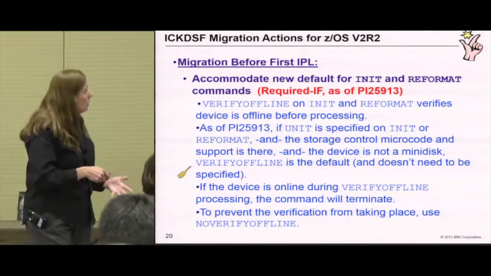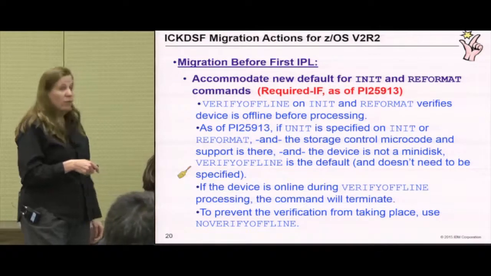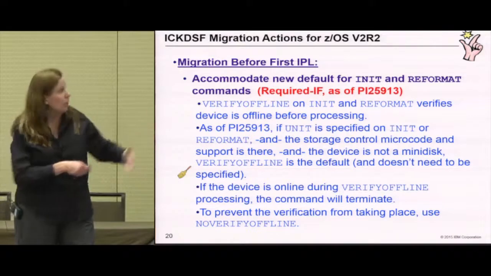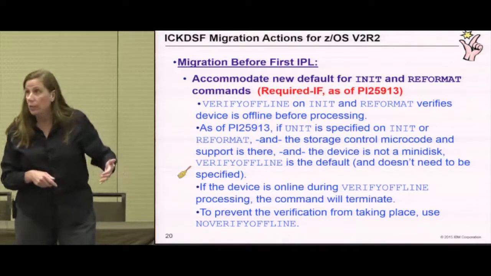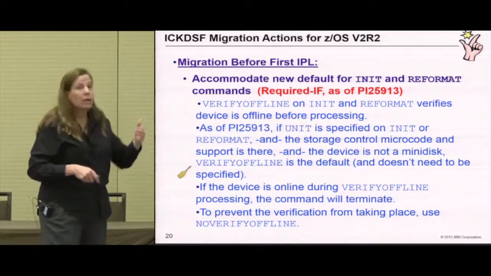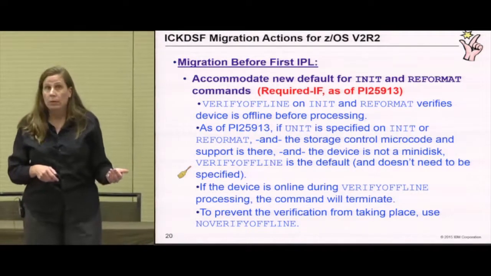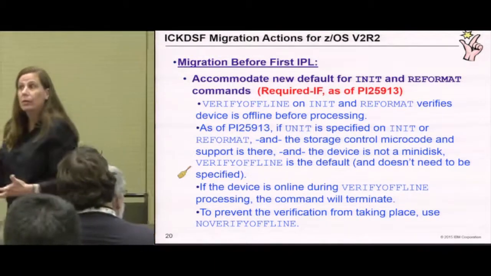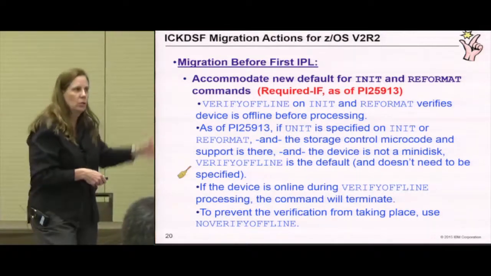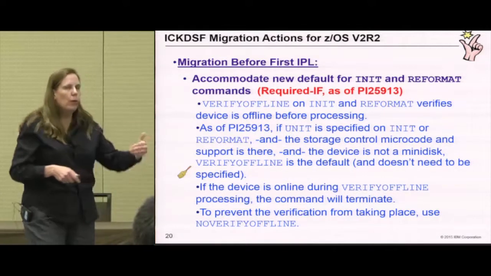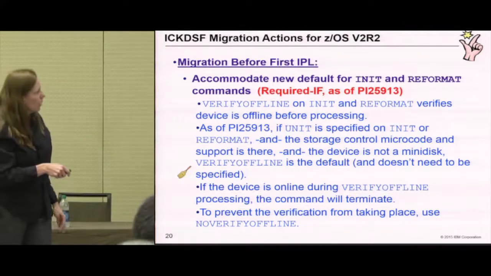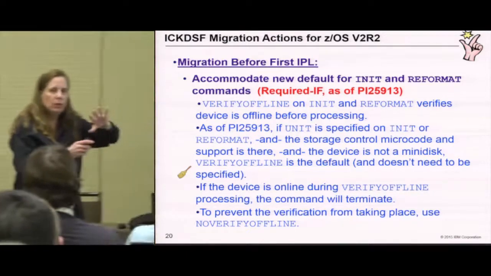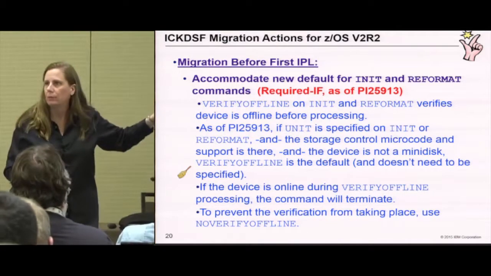Okay? So, if the device is online when this verify offline processing is happening, remember, whether you coded it or not, if the processing is happening, because by default it will happen if all those conditions hit, if that device is online during it, the command is going to terminate. Okay, so you might say, why did it terminate? You know, I didn't code verify offline, but yet it was looking if it was offline. Well, that's why, because this APAR changed the behavior. Okay, if you don't want that behavior to happen, you can physically go in and add no verify offline to the init or the reformat, and that will negate this behavior from happening. Okay.